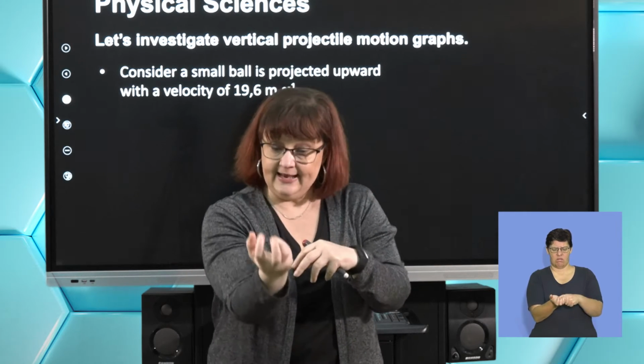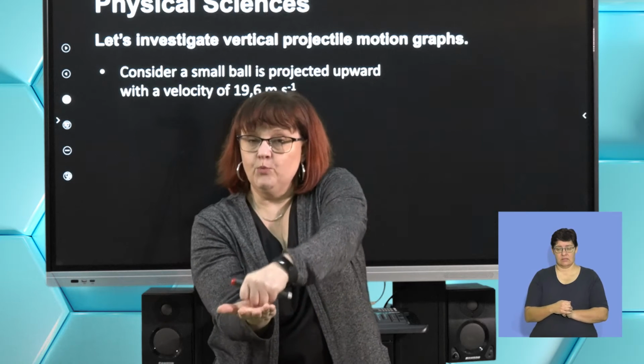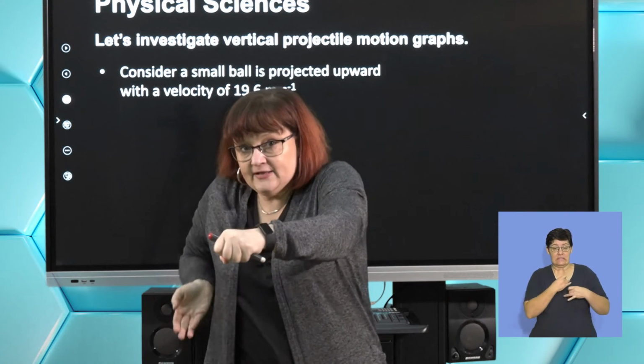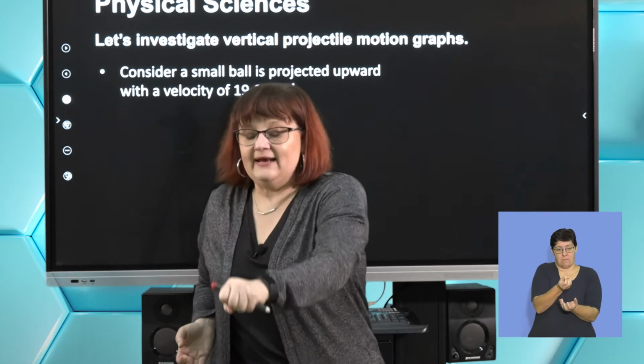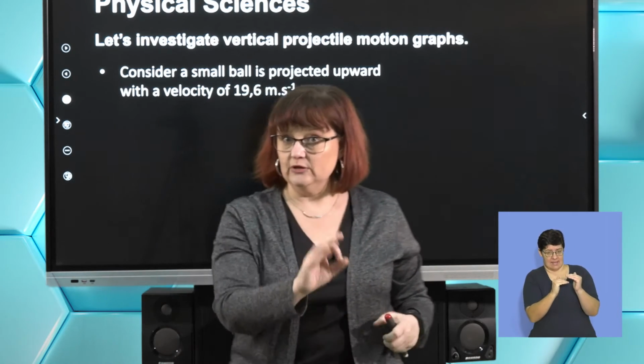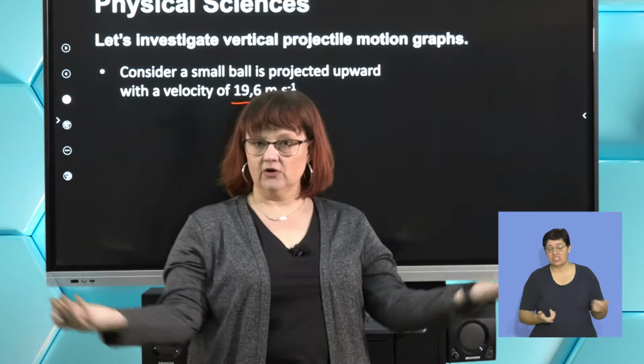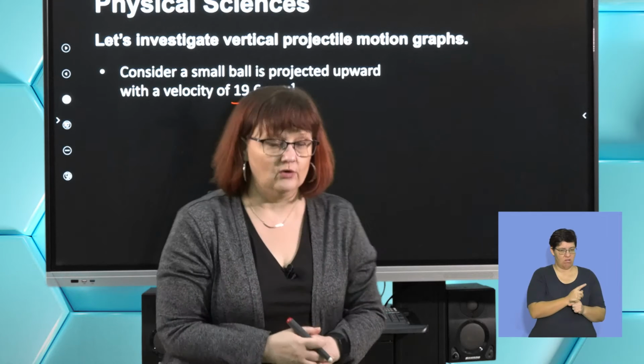We're considering, yes, my hand has to exert a force on the ball, but I'm looking at when the ball leaves my hand, okay? Then my hand's no longer part of the issue, and it's moving just under the force of gravity, okay? So that's what we're looking at. So we have a small ball that we're going to project upwards, and I'm throwing it upwards at 19,6 meters per second. So that is my initial velocity. That's not going to change. That's going to be the initial velocity for all of it.